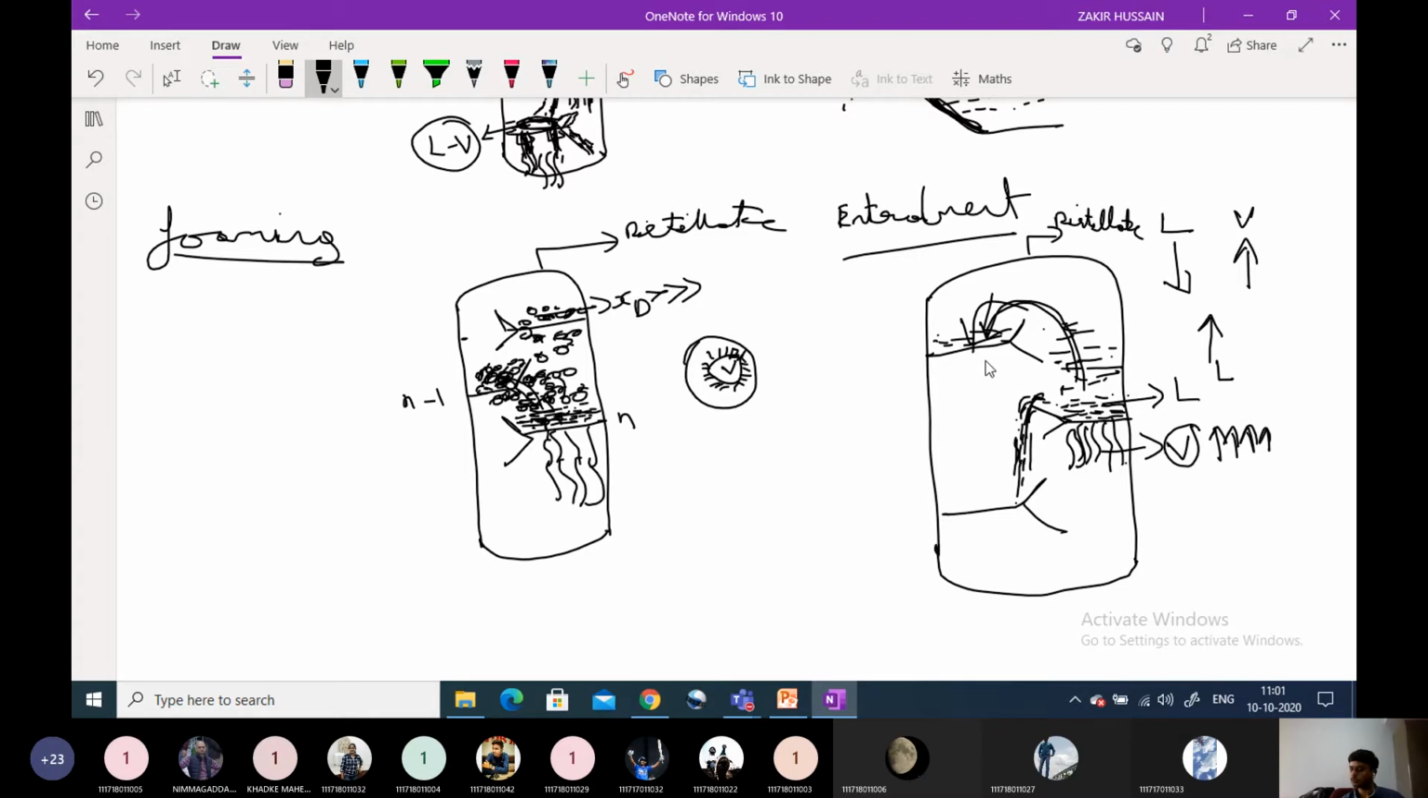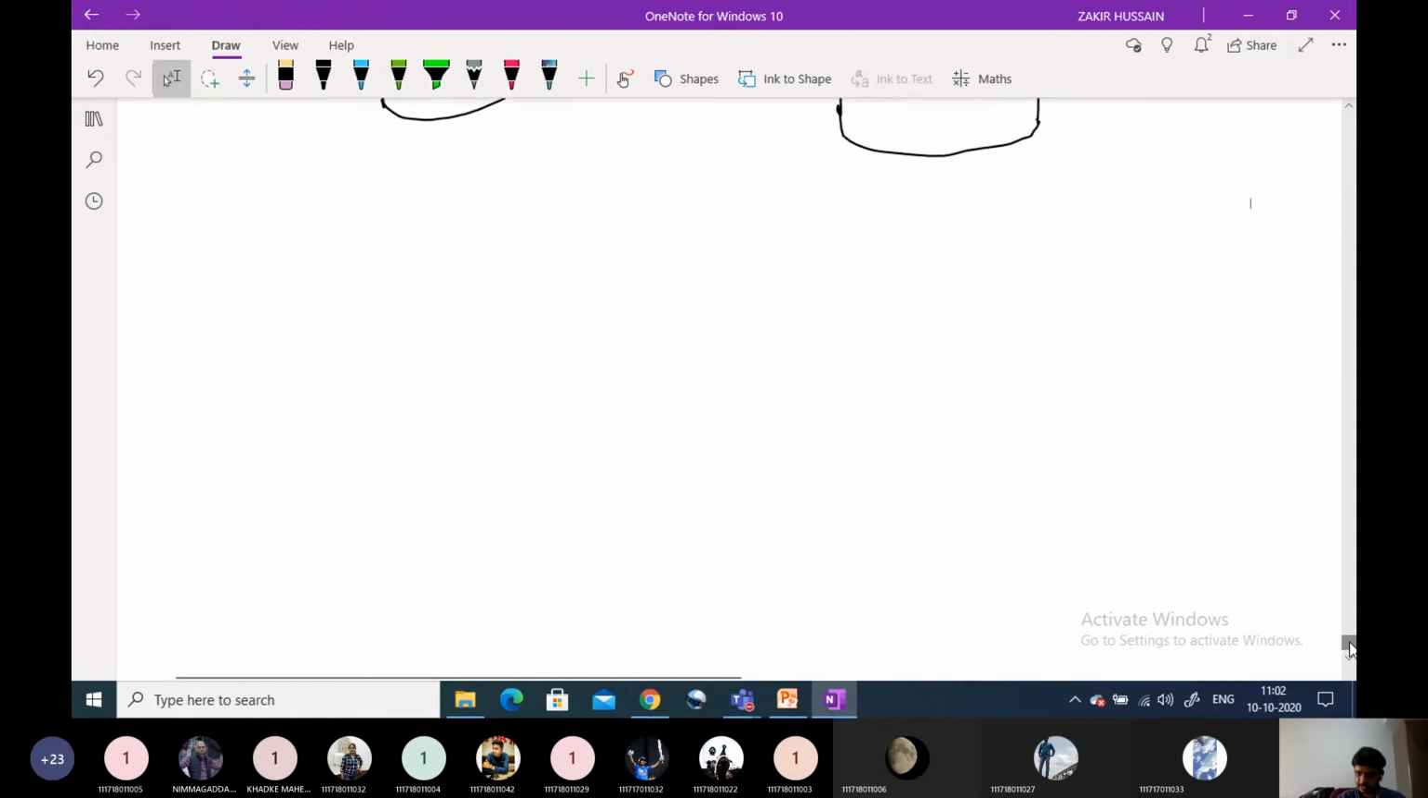Then what is flooding? Flooding is also a similar phenomenon. When the vapor flow rate is even higher than in entrainment, what happens? The liquid will be carried entirely up the column. Instead of only one plate above, it will be carried throughout the column. Excessive entrainment is called flooding.